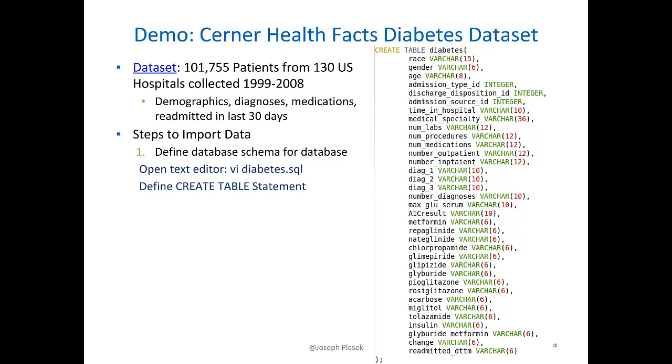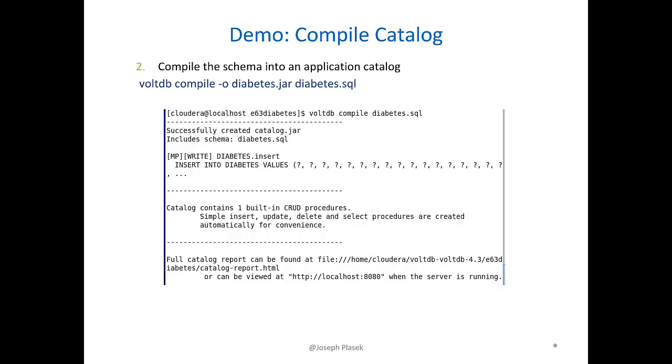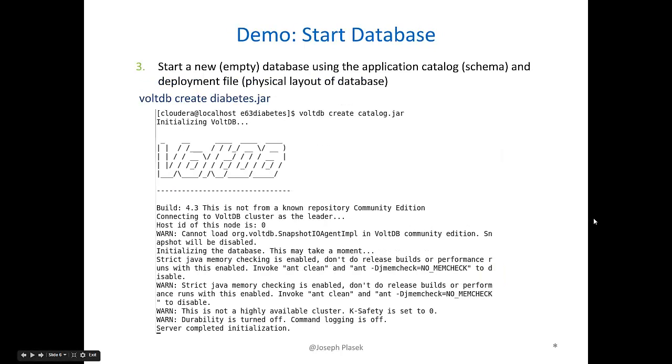So the first step is to build a database schema that matches the CSV file that the data comes in. And here is an example of what that schema looks like. The next thing to do is to compile the schema into an application catalog. And once you have it compiled, you then start a new empty database using the application catalog and deployment files, which is the physical layout of the database.